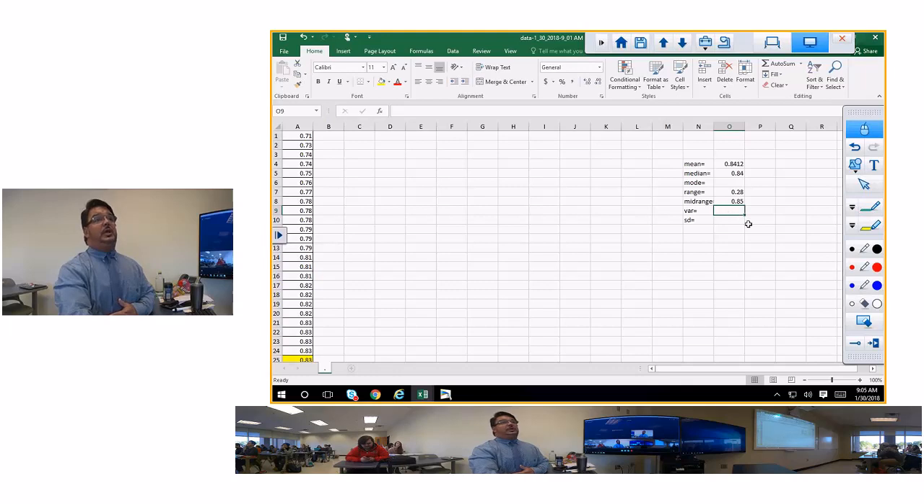Now, when it really helps is when you're doing the next one. So I'm going to go up here. I'm going to hit equals this number minus that number, F4 to lock it. Because if you don't lock it, when you roll it down, it's going to read these numbers in for the mean. So you have to lock it so it'll read the same number every time.